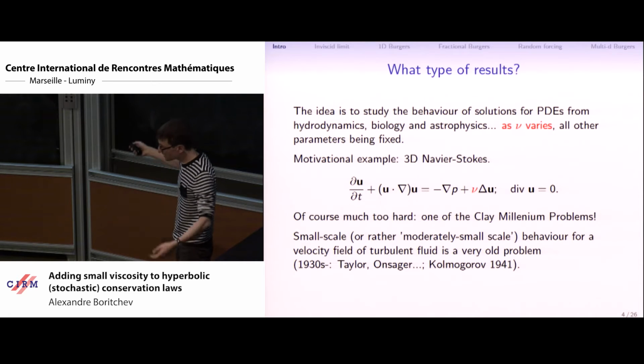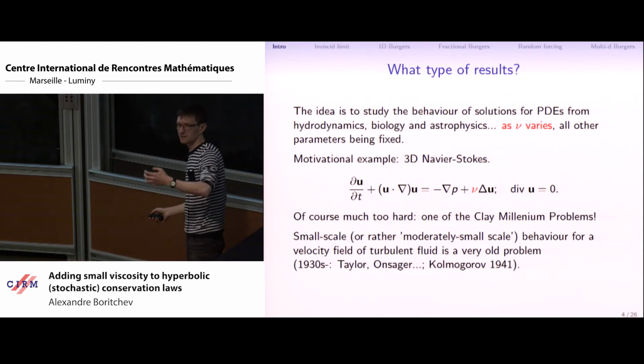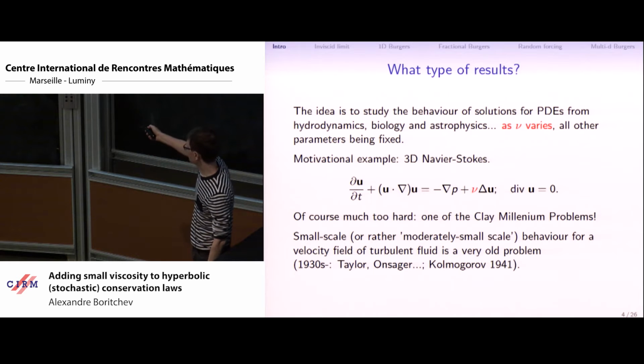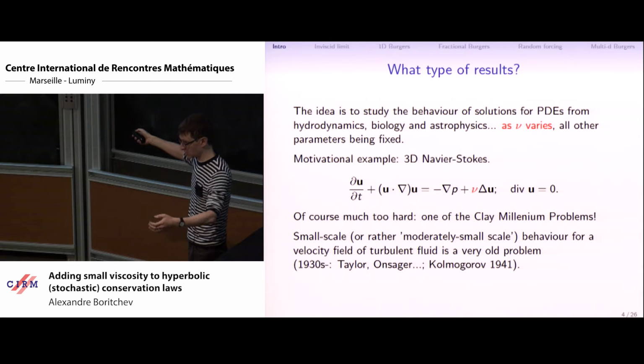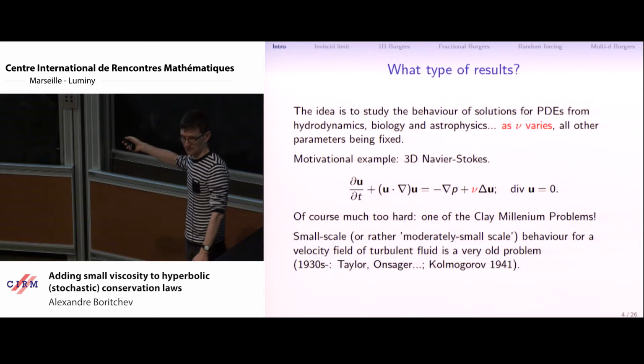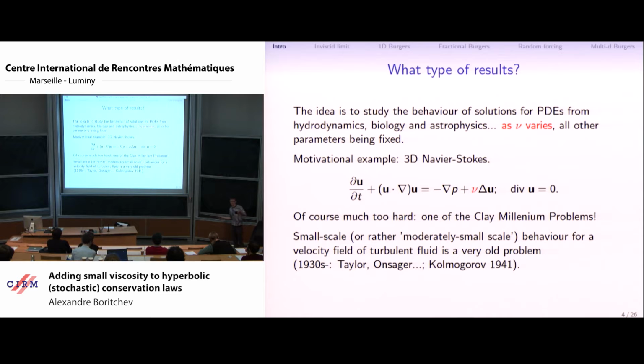So now, what type of results do we expect and do we prove? The general logic behind the things I'm presenting is to study the behavior of PDEs which come from different sources. My model example is the different Burgers-type equations, which are originally from hydrodynamics. The aggregation-diffusion equations are originally from biology, as Ariane reminded us in the previous talk, for the Keller-Segel type models. And actually, both of them are also linked to astrophysics. And the key idea is to look at them when the only parameter which varies is nu, which I will call the viscosity in this whole talk, and all the rest stays the same.